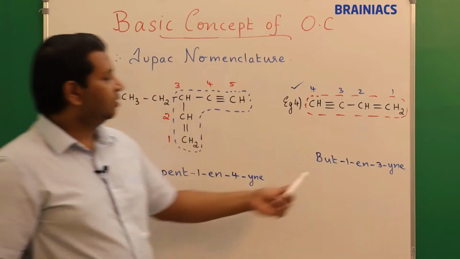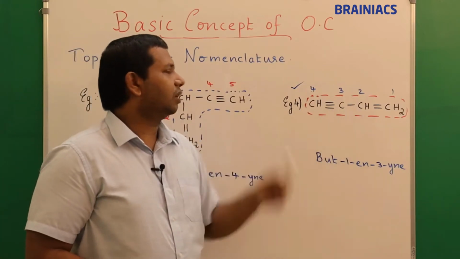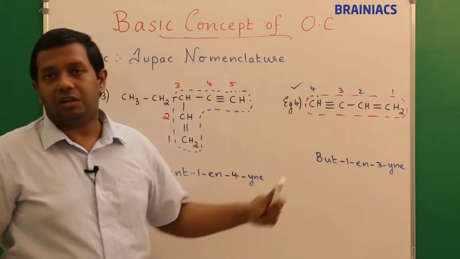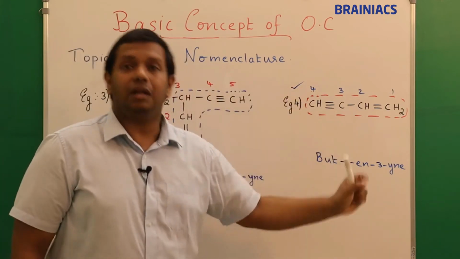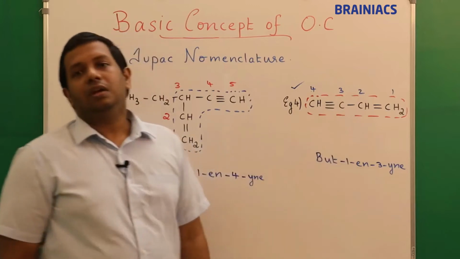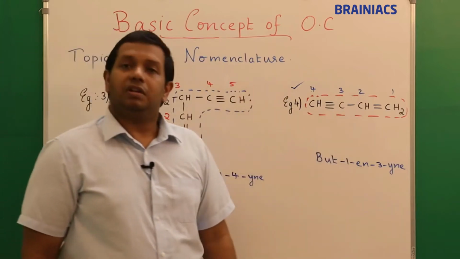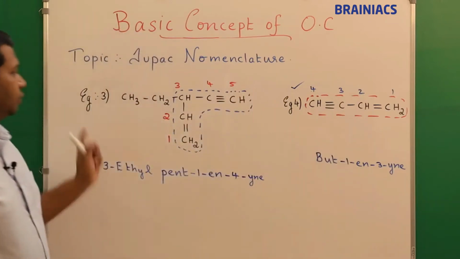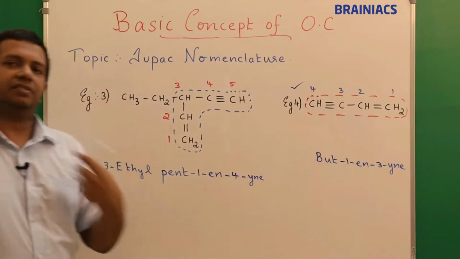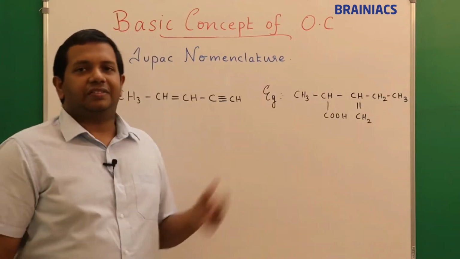Many students will get this wrong because they will give priority to the triple bond. So please remember the IUPAC rule. When there is a symmetrical condition, then you should follow what? Priority should be given to whom? Double bond. Okay, so I hope you understood both the examples. Now we will go to the next example.